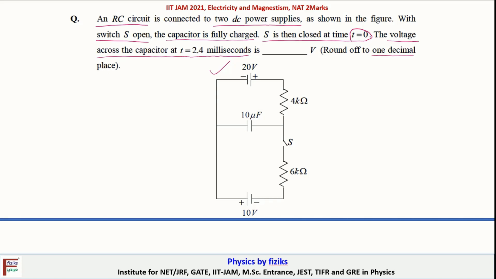So when S is open, initially this capacitor will be charged. In steady state, this voltage will be 20 volt. So just see, this is also 20 volt, this is also 20 volt. So this resistor will act as a short circuit. This will act as a short circuit. So this is the initial steady state. Now what will happen at t is equal to 0, this switch is closed. So capacitor voltage will vary.